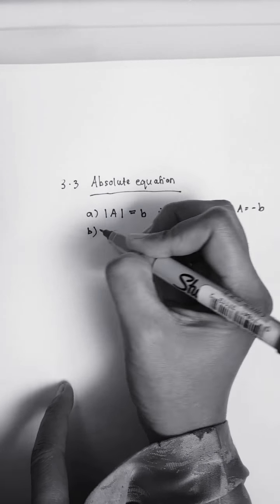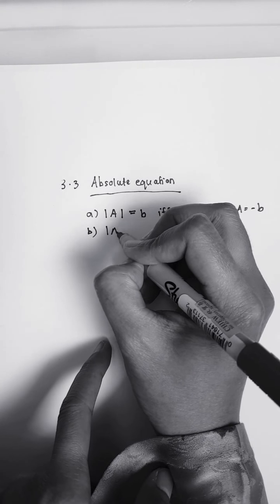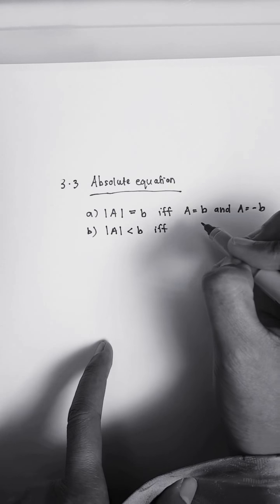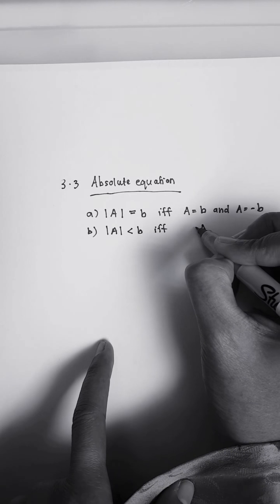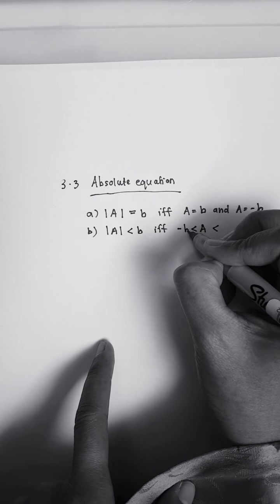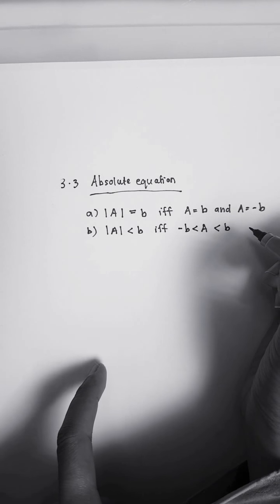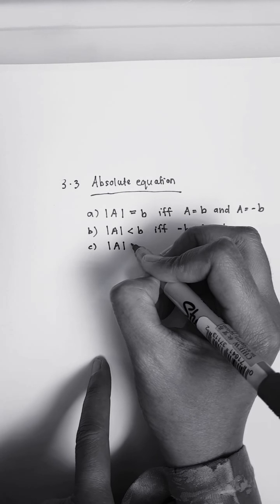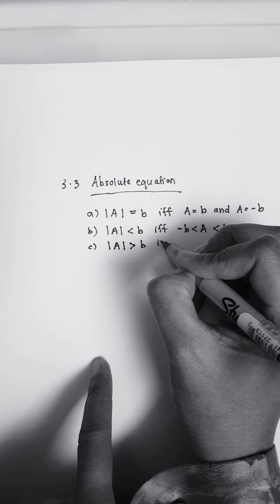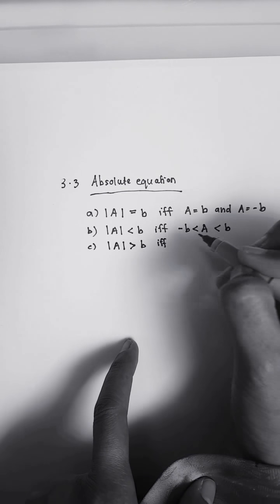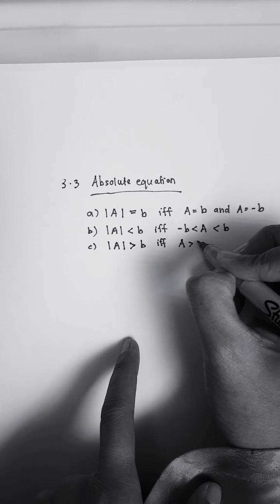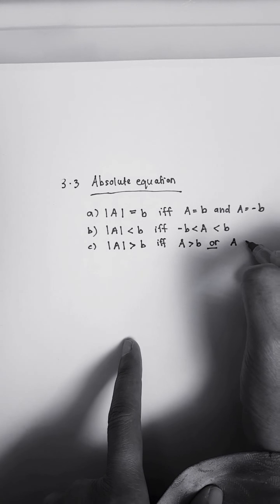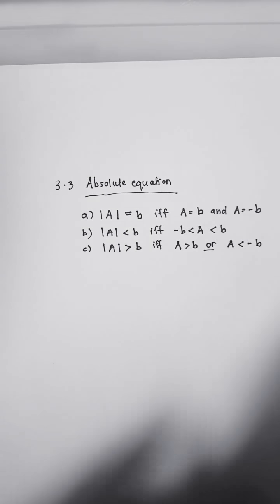The second property is: the absolute value of A less than B if and only if A is in the interval of negative B and B. And the third property is: the absolute value of A more than B if and only if A is more than B or A is less than negative B.